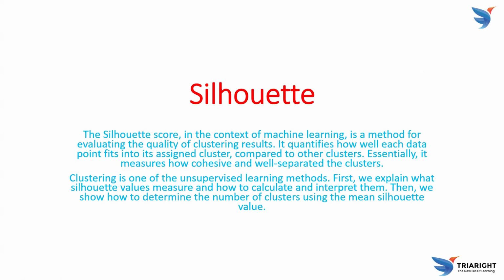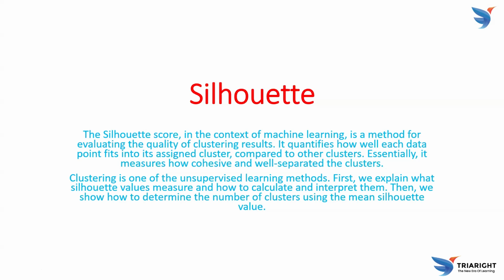Clustering and unsupervised learning. Clustering is a type of unsupervised learning method. This means that, unlike supervised learning, there are no predefined label categories for the data. The goal of clustering is to group similar data points together, based on their inherent properties. So how is the silhouette used?